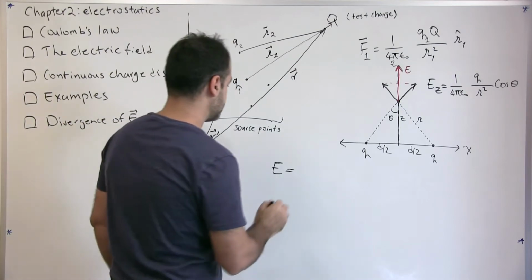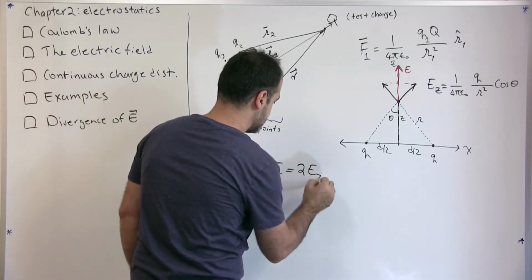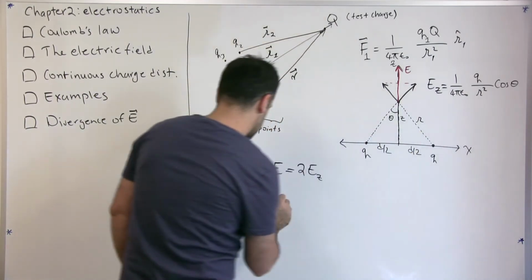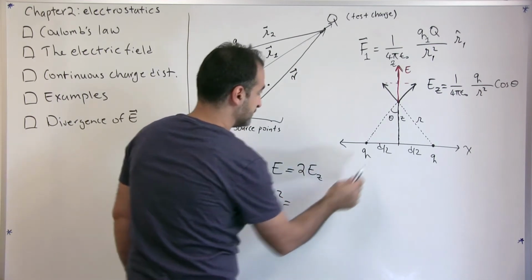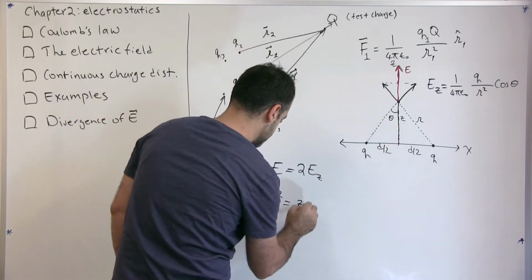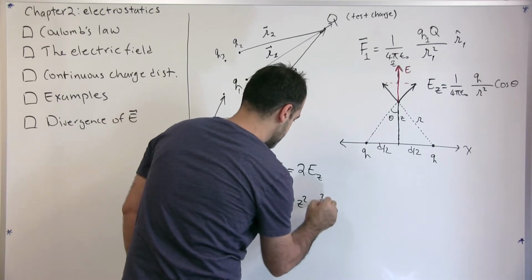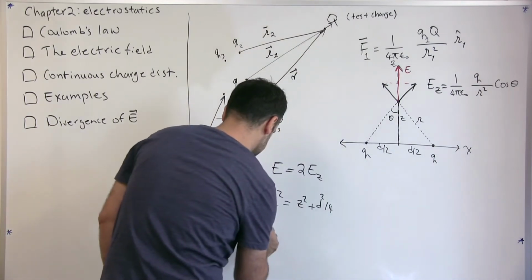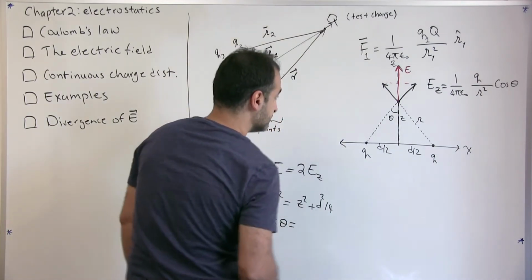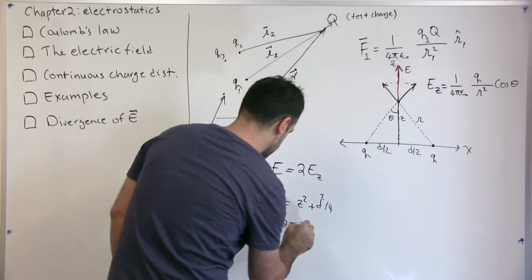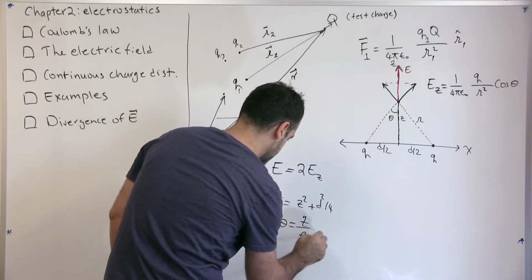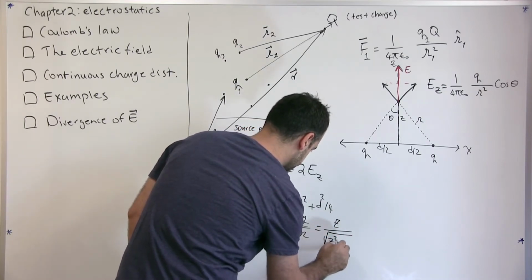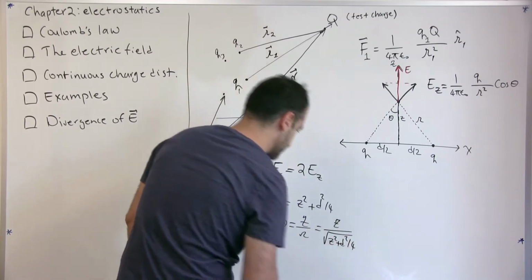is 2 times E_z, okay? And then you can imagine R squared, the separation vector to the power of 2, is z to the power of 2 plus d squared over 4. And then cosine of theta is z divided by the separation vector, z divided by R, which is z over the square root of z squared plus d squared over 4.